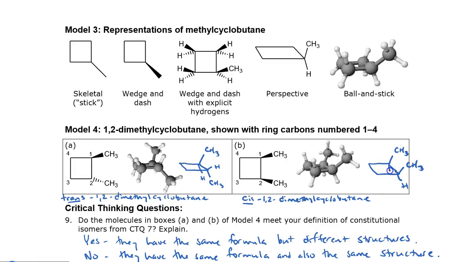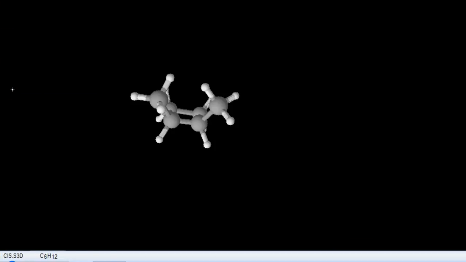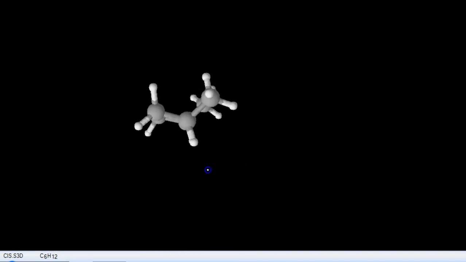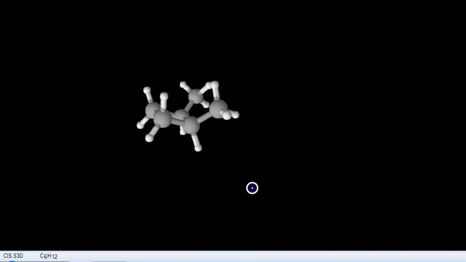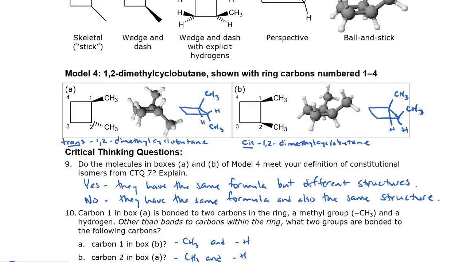As if you just put it down here like so. And again, that's trying to indicate, so you're trying to draw it so that you're showing the ring on its side, the two methyl groups at the top, the two hydrogens at the bottom. Hopefully that makes sense.